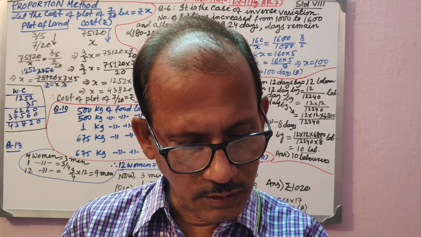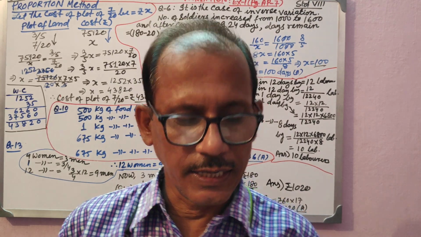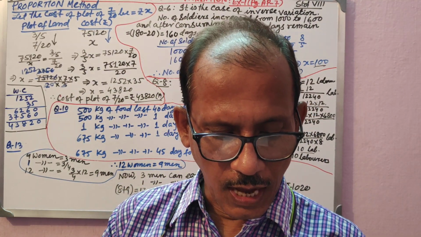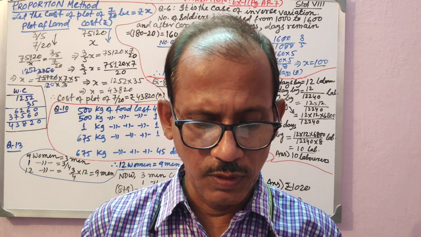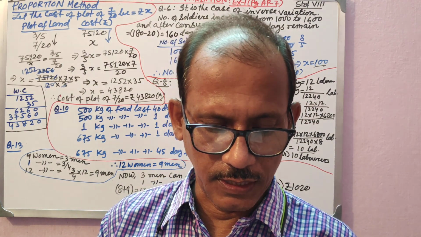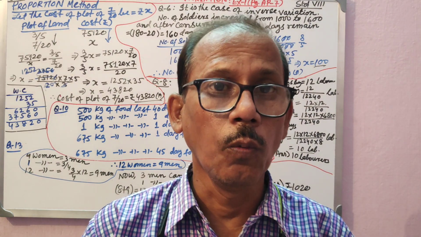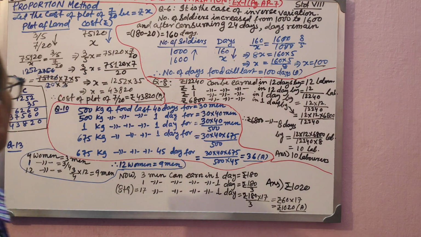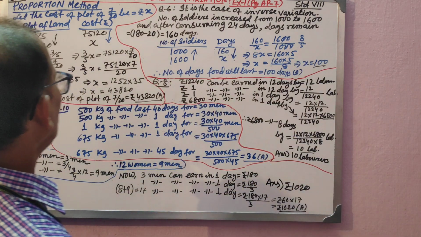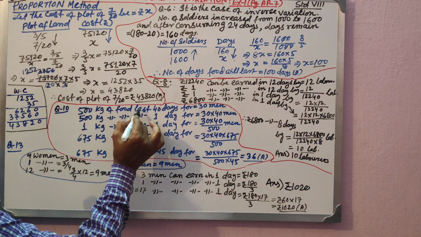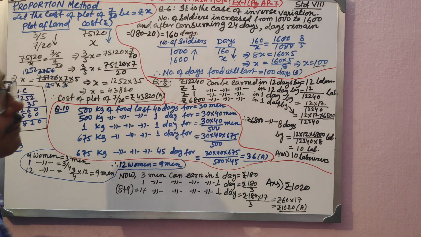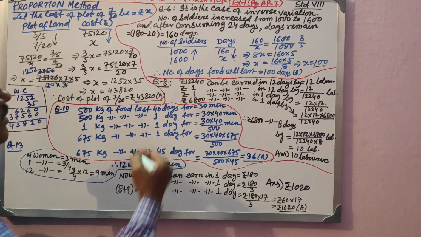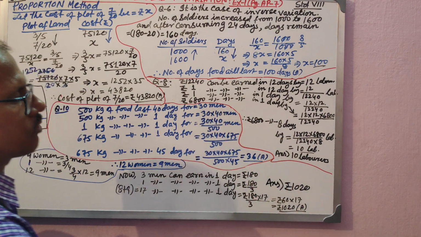Now question number 10 says, if 500 kg of food lasts for 40 days for 30 men, how many men will consume 675 kg of food in 45 days? How many men are required? So we will frame the first sentence as: men will be, after equal to. So 500 kg of food lasts for 40 days for 30 men. You have written that. This sentence is very important. You have placed what is asked after equal to.